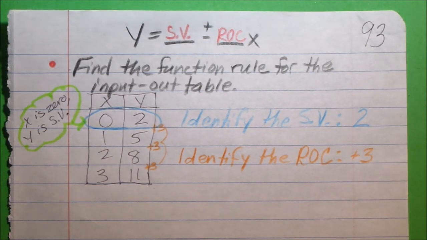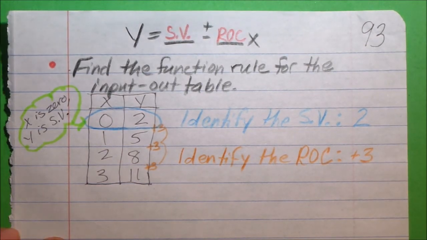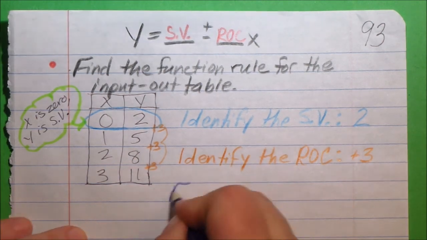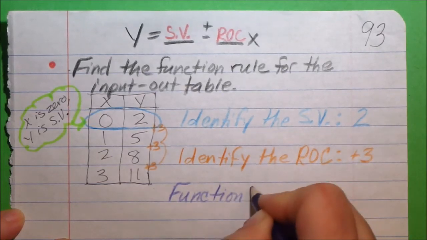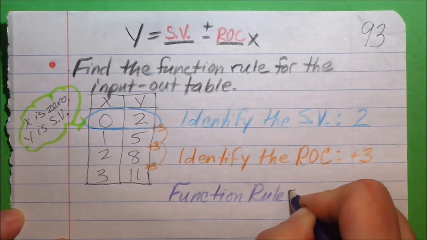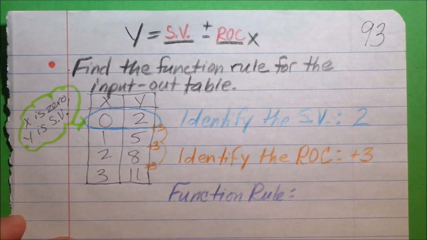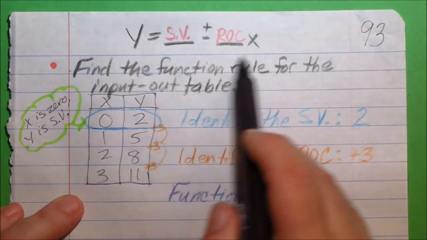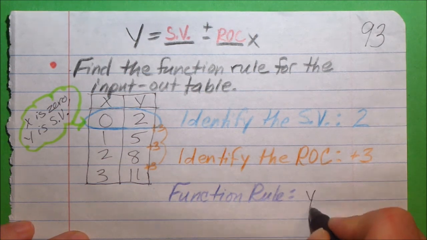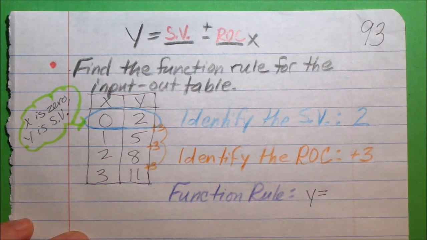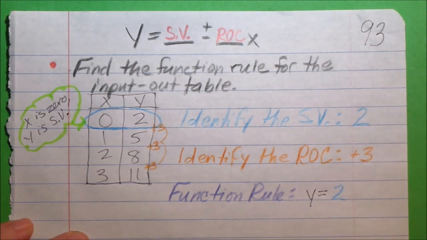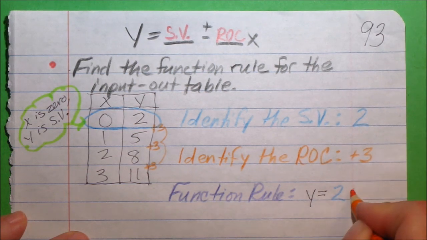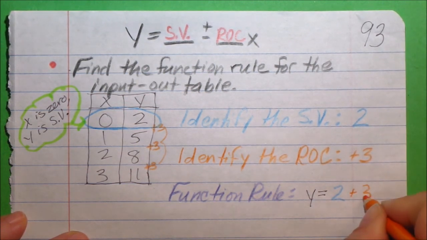All right, so now I have all the information I need to write the function rule, and I'm going to do that right here. The function rule for this input-output table is y equals. Remember what our format is for writing a function rule. So it's y equals the start value, and what was the start value? 2. Y equals 2 plus or minus the rock. Okay, so we know that's plus 3. Our rate of change is plus 3.